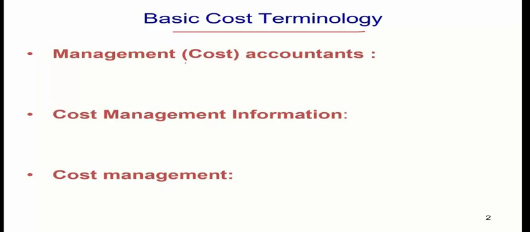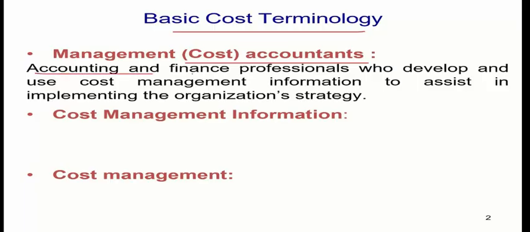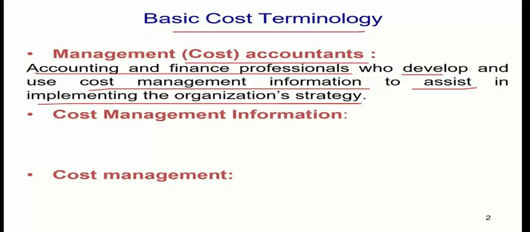So the first thing we're going to define is a few terms that we need to be familiar with. First of all, who are management or cost accountants? Now, I'm going to be using the terms cost and management accountant interchangeably, so hopefully you can live with that. So who are those people? Those people are finance or accounting professionals who develop cost management information, which we're going to see what this is, to assist in implementing the organizational strategy. So they devise a system to help the company achieve their strategy, whatever their strategy is. So the system is cost management information.